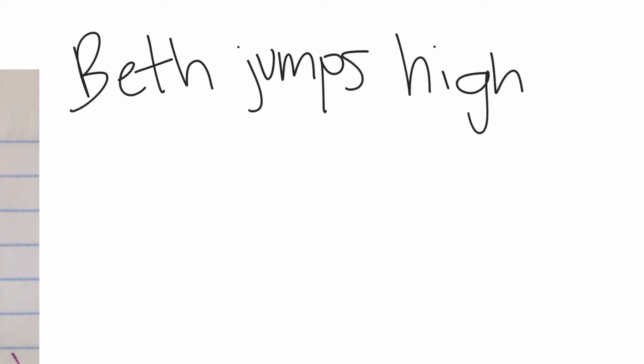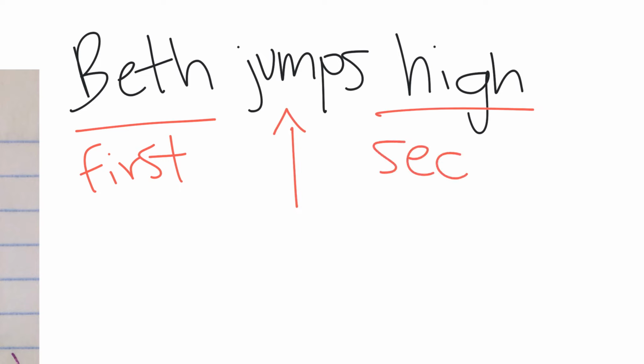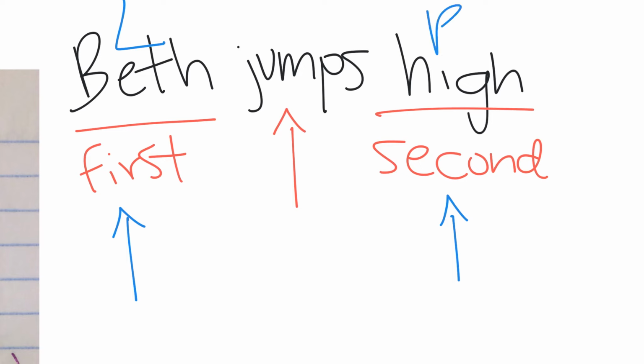If the sentence said, Beth jumps high. Okay? Beth is where we start, right? This is our first thing we read. This refers to the second thing. It speaks to the relationship, right? So we read this first, jumps high. Okay? You start at the left, work your way to your right.